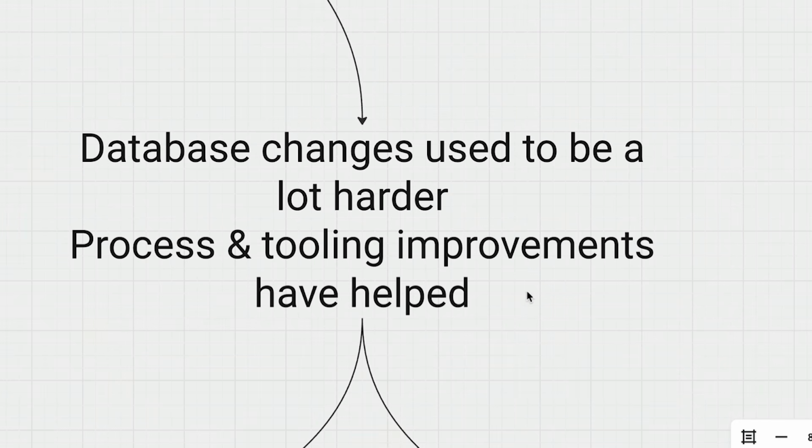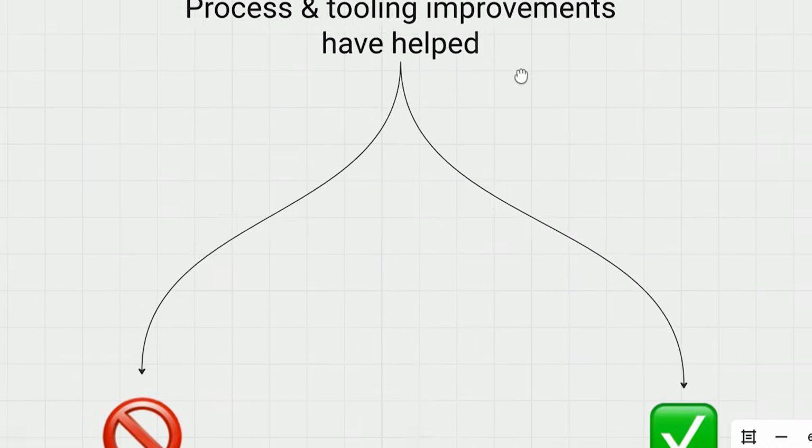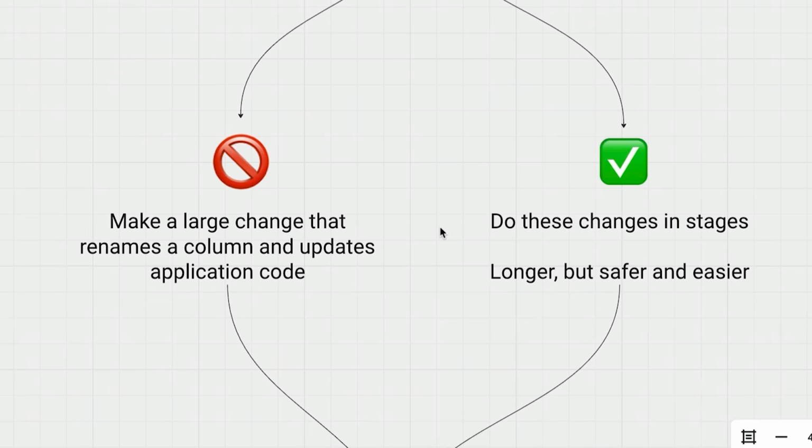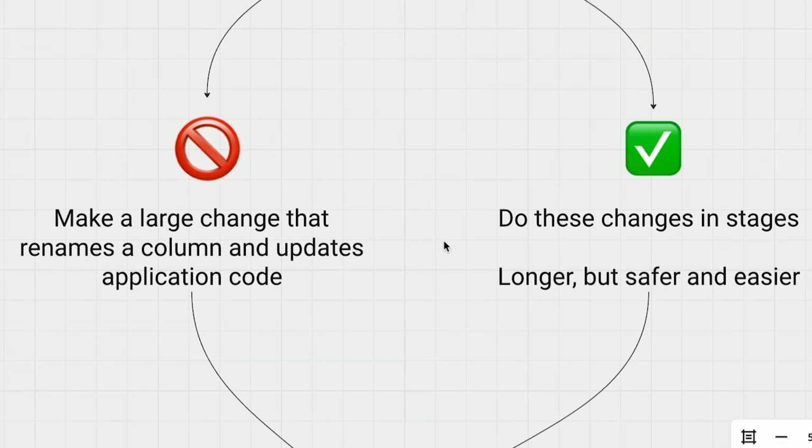However, improvements in the process and tools have made this easier. Generally, you want to follow a process that means you make small steps to reduce the risk of change. For example, instead of making a large change that renames a column and updates application code, you can do it in stages. Start by adding a new column with the right name.